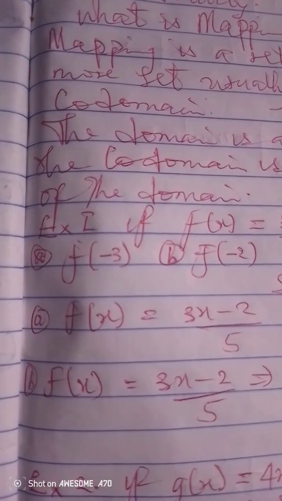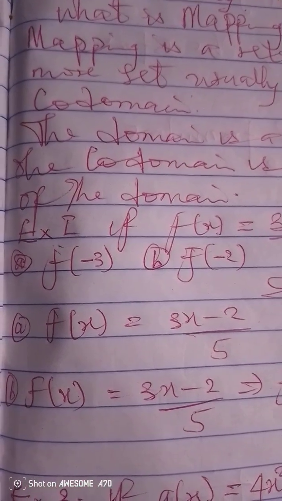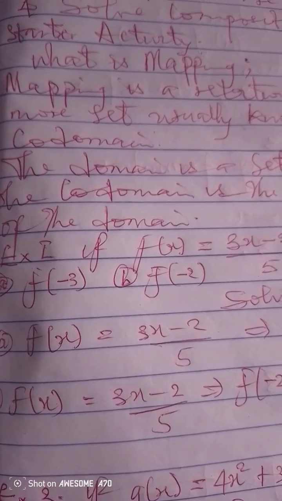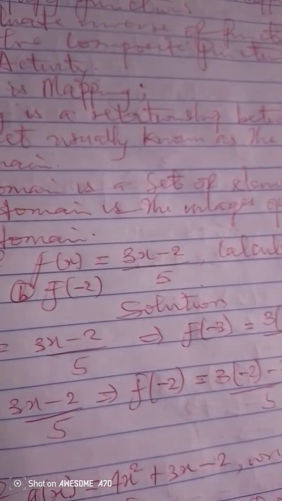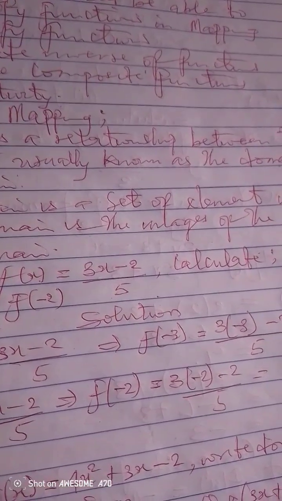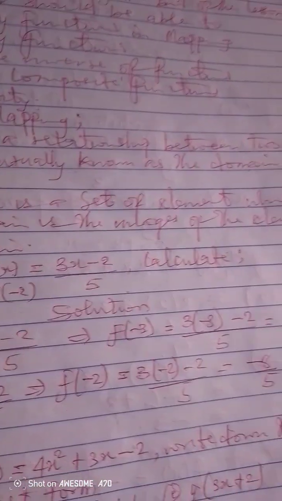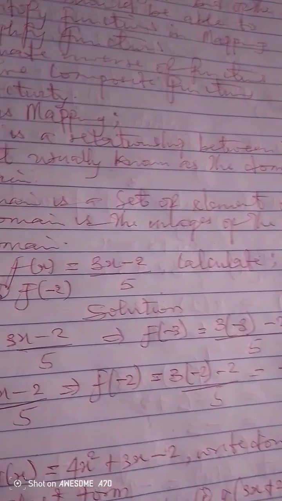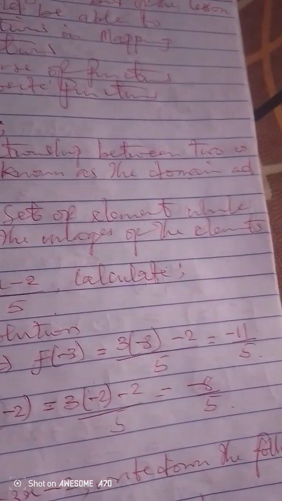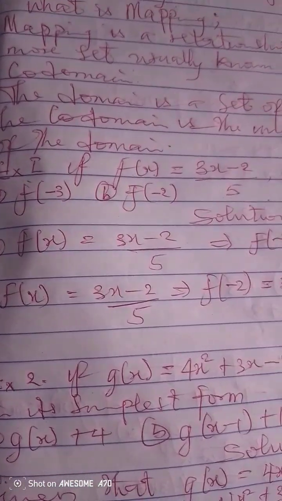That's the solution. The second one says, what is f of minus 2? So f of x is already given as (3x minus 2) all over 5. So f of minus 2 is given by 3 multiplying minus 2, minus 2, all over 5. 3 times minus 2 is minus 6. Minus 6 minus 2 is minus 8. So we have minus 8 over 5. Okay? Let's look at example 2.